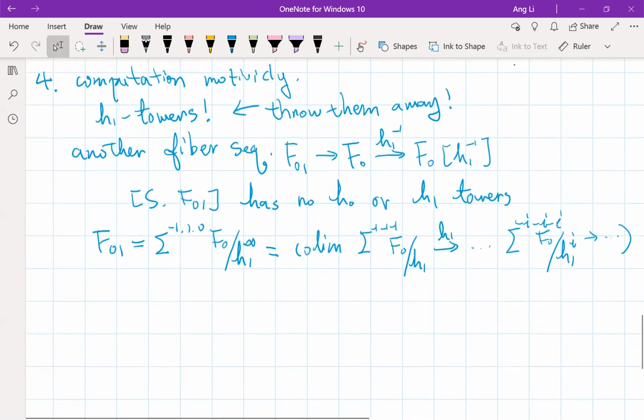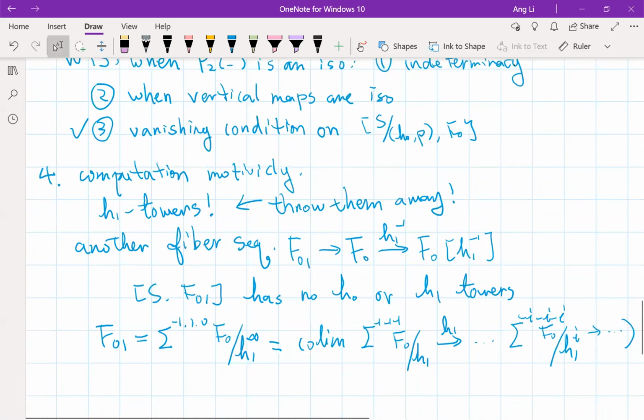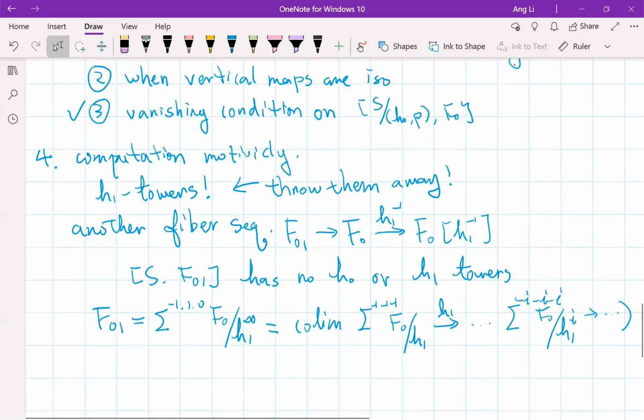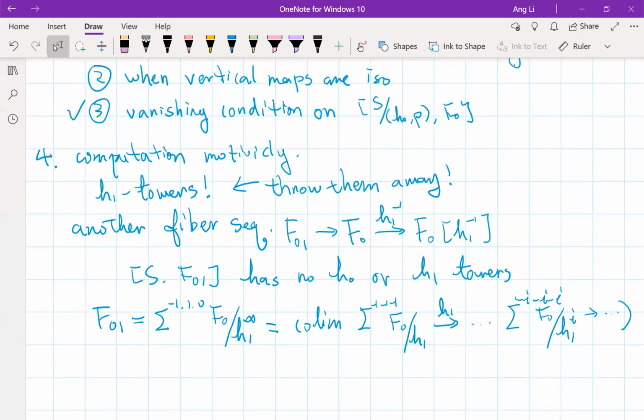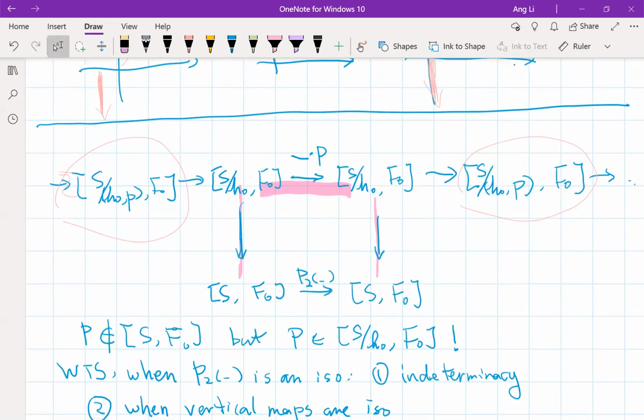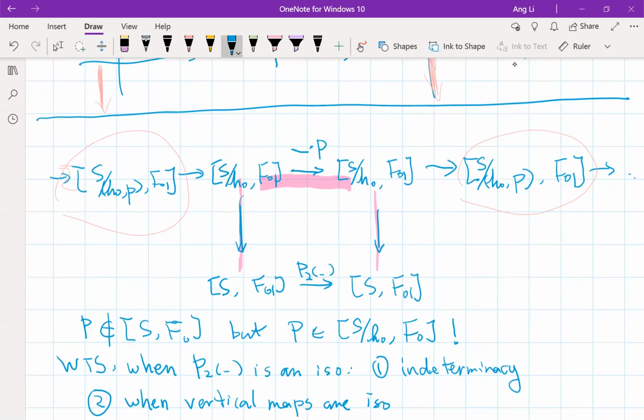And okay, so what's the idea? The idea is I'm gonna throw away all the H1 towers, so replacing the classical F0 with now F01, or more like this colimit for our computational purpose. Okay, so I'm gonna take advantage of myself. This is the only thing I like about technique. All right.